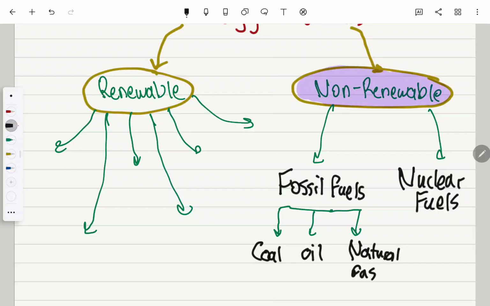Starting off with the wind, you can generate electricity if you build big wind turbines, and those wind turbines start spinning whenever wind hits them. You can also generate electricity by using something that we call solar energy.